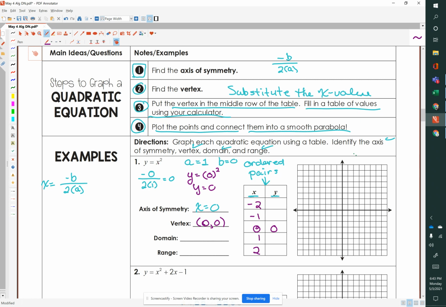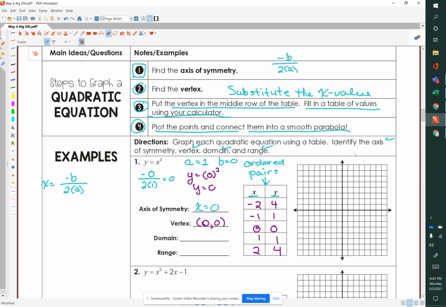So if we evaluate, it's basically a matter of substitution, right? So where x equals negative 1, y would equal positive 1, because negative 1 times negative 1 is positive 1. Where x equals -2, then remember that -2 goes in parentheses, so y would equal a +4. Where x equals 1, y would still equal 1, and where x equals 2, y would again equal 4.